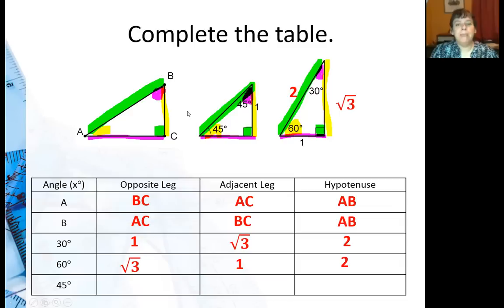It's 2. Now coming to our 45-45-90 triangle, we can fill these in from our math chart. And the opposite leg in this case, well, it's going to be 1. And the adjacent leg is 1. So this is the only instance with this isosceles right triangle where both of these will match. And the hypotenuse is square root of 2.